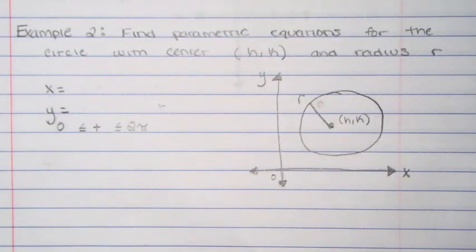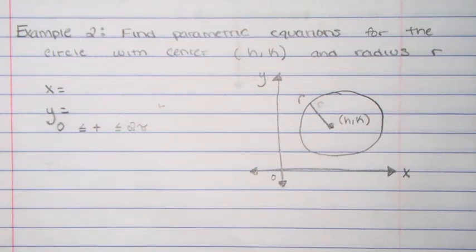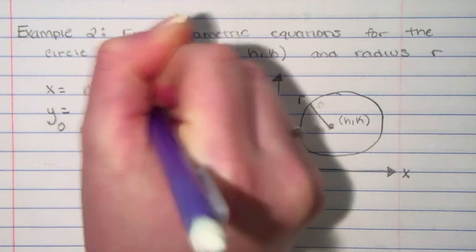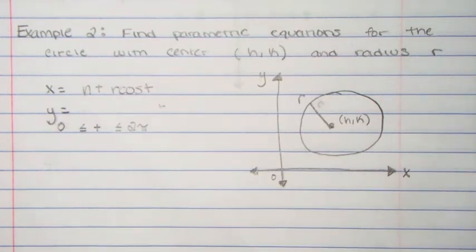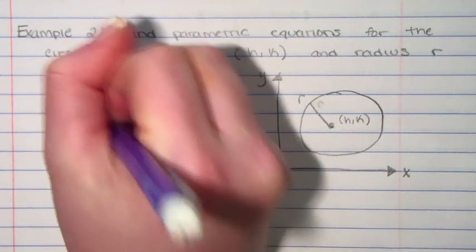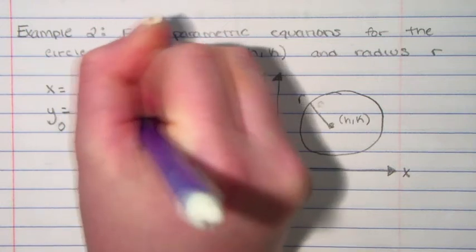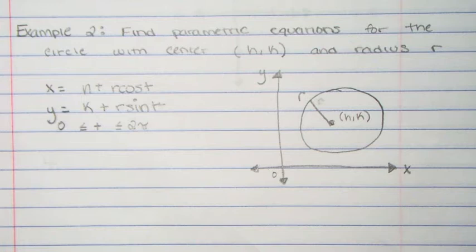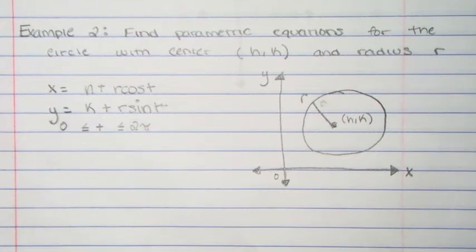In example 2, we are asked to find parametric equations for the circle with center (h, k) and a radius r. As a general equation, x is equal to h plus r times the cosine of t, and y is equal to k plus r times the sine of t. When you graph the circle, it is generally as shown below.